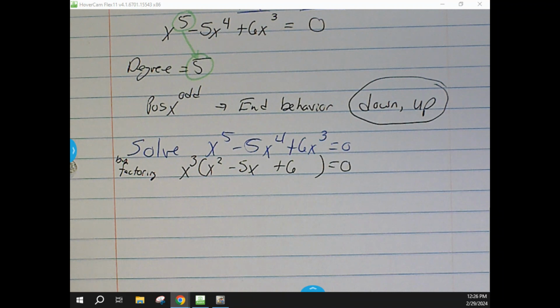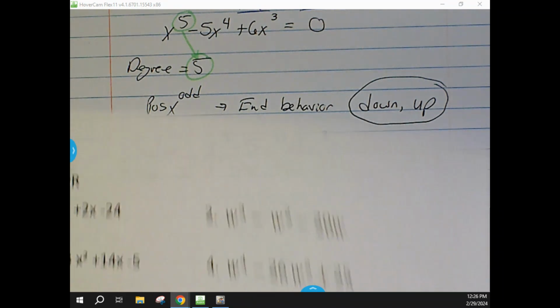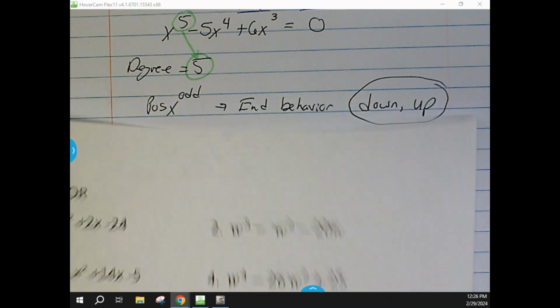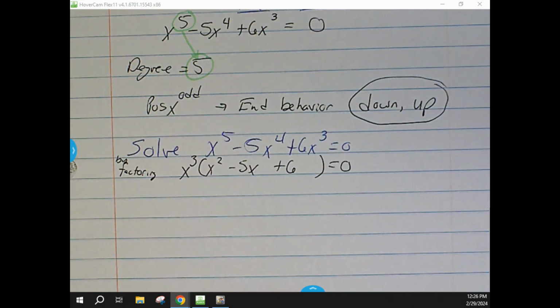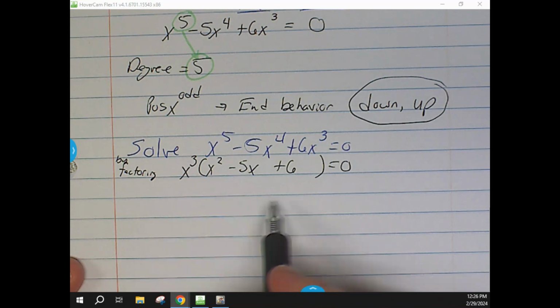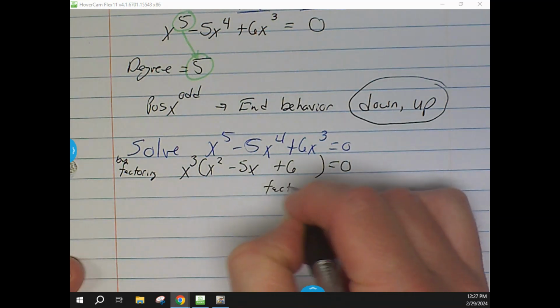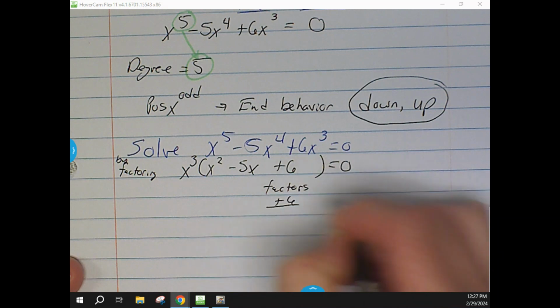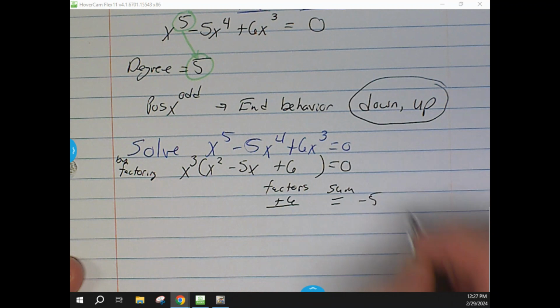Okay. And that one is almost the exact same thing we did on the bell ringer, because it's basically like number 2, where we took out a w and had all this stuff left over. This one's the same thing. We took out this x to the 3rd. Now, here's where you've got to be careful. You've got to have the factors of positive 6 where the sum is going to equal negative 5.